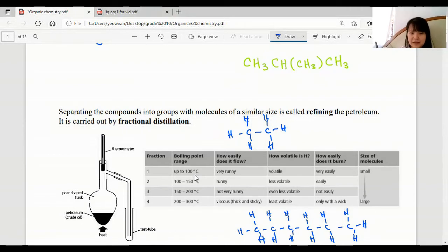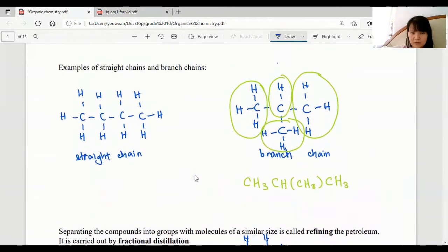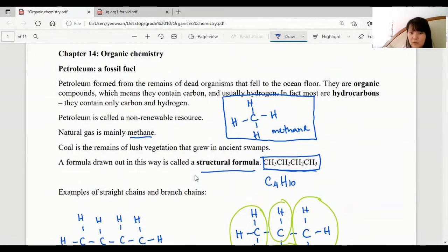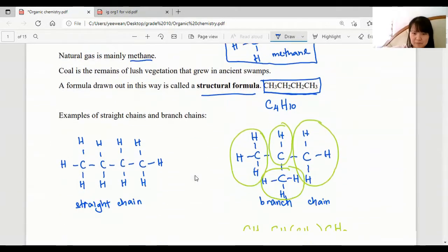So if we look at the boiling points, up to 100 degrees Celsius, it's very runny. It's not so viscous. It's volatile. And how easily does it burn? It burns very, very easily. The size of the molecule is small. So small molecules like this.